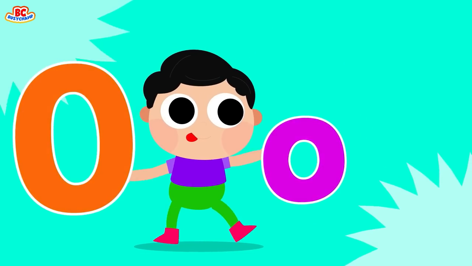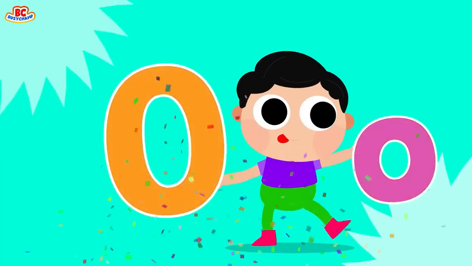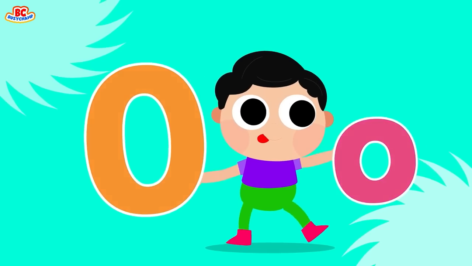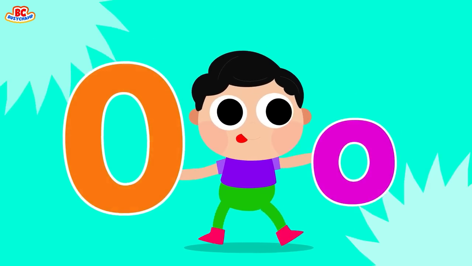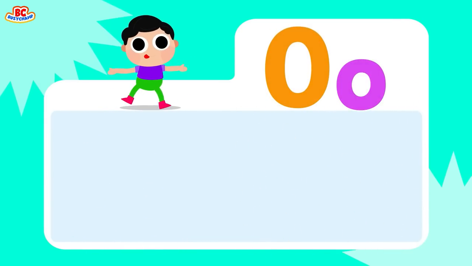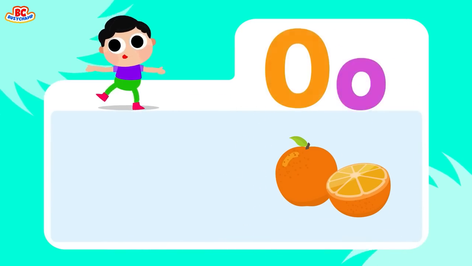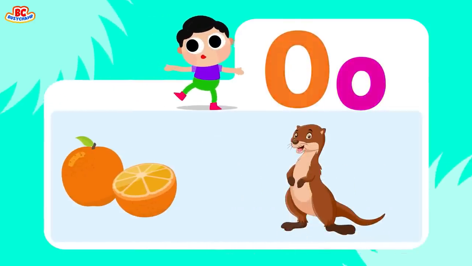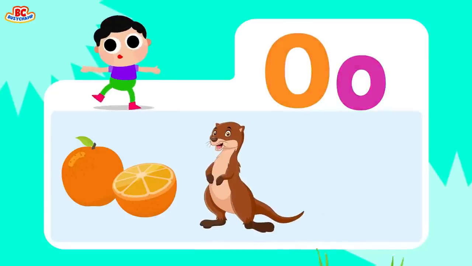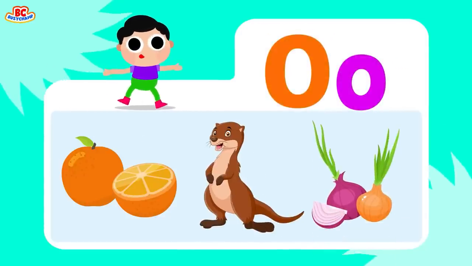Which alphabet can you see in my hands? I have the letter O in my right hand and it sounds O in my left hand. And there are so many words that begin with letter O. O called orange. O, O, orange. O called otter. O, O, otter. O called onion. O, O, onion.